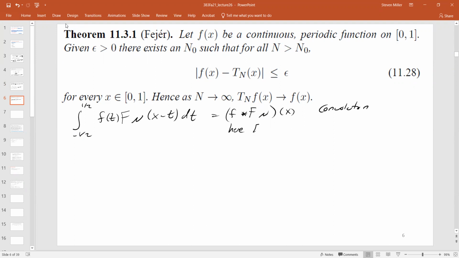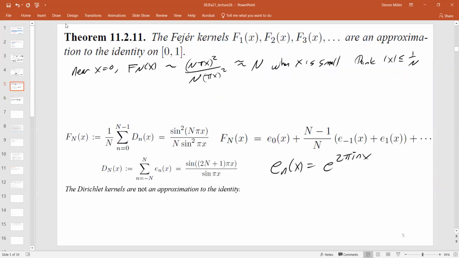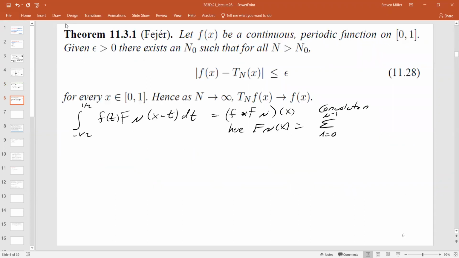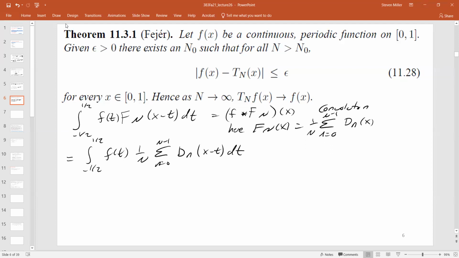And here, Fn of x is our sum, n goes from 0 to n minus 1, I believe. Yes. Dn of x with a 1 over n. All right, so let's actually evaluate this integral. So it's the integral from -1/2 to 1/2 of f of t, and then we will have 1 over n times the sum, n goes from 0 to n minus 1, of Dn of x minus t. So what's the first thing we should do?